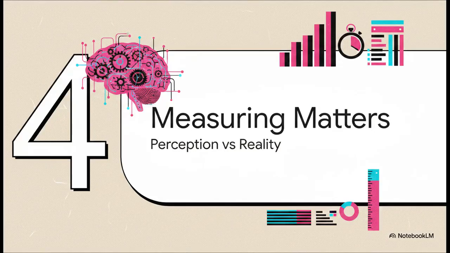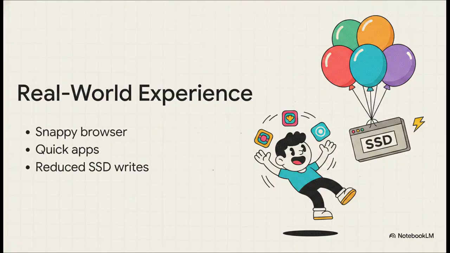Section 4. Measuring what matters. Perception versus reality. And this brilliantly illustrates the real question. When you stop staring at the benchmark scores, how does the system actually feel? Well, the real-world experience is phenomenal. The browser feels incredibly snappy. Applications open with genuine agility. The desktop remains highly responsive even when it's under load. Because operations are backed by RAM, everything just feels immediate. And as an awesome bonus, you get reduced SSD writes, which literally prolongs the life of your physical hardware. The entire workflow just feels unbelievably lightweight.